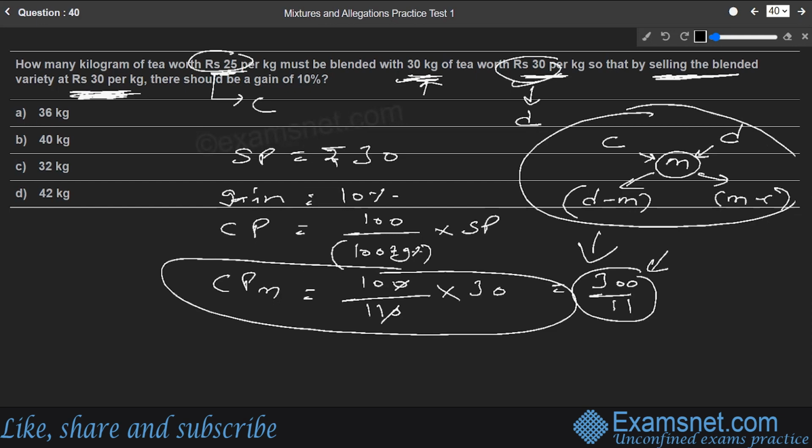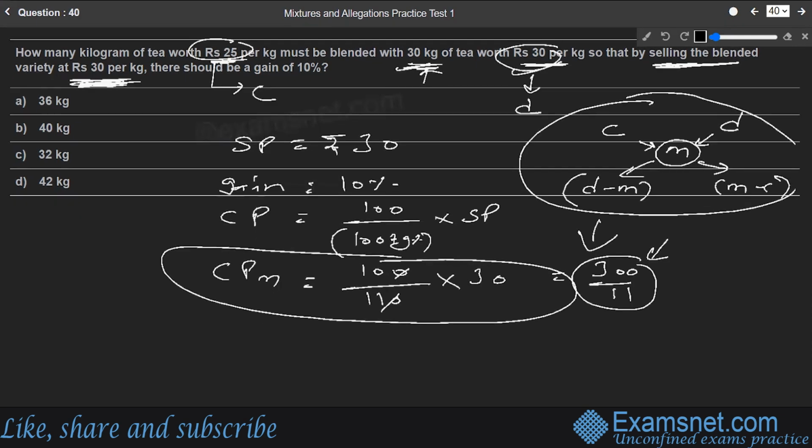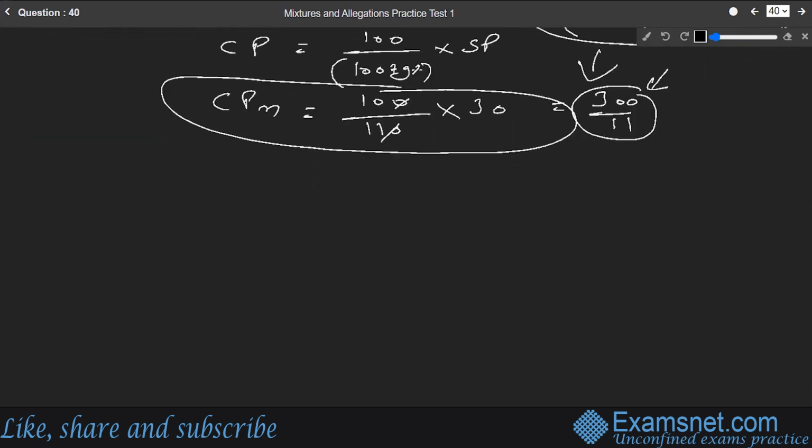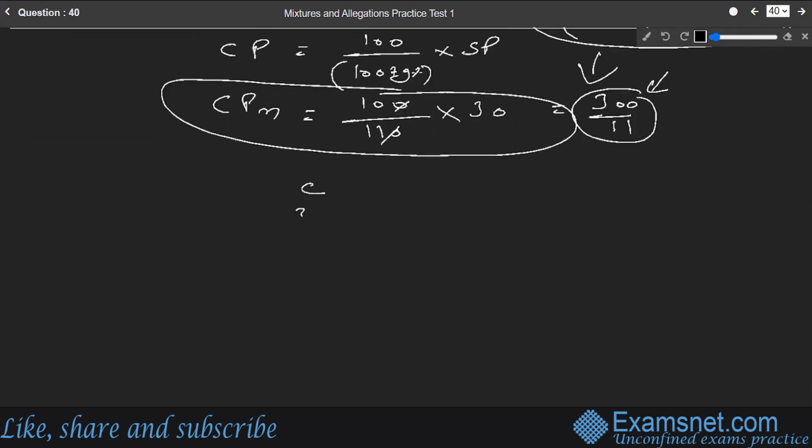So in our situation, the cheaper part is 25, the dearer part is 30, and the mean price we just calculated is 300 by 11. So let us solve. The cheaper part is 25 for us, the dearer part is 30, and the mean price we want is 300 by 11. In what ratio should they be mixed to give us that? We are supposed to subtract and then we can find the answer. So let us do this.